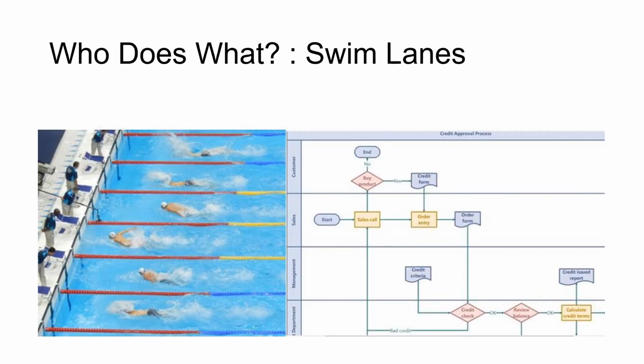Every time there is a change of hands, there is an opportunity for waiting time. Therefore, the VSM should clearly indicate who does what. We can use swim lanes to do that.